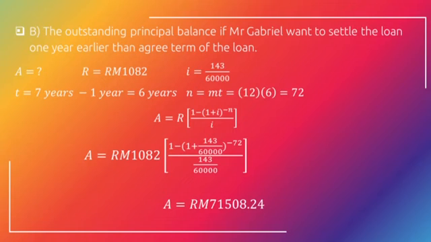The formula that we use is A equals R, bracket 1 minus bracket 1 plus I, bracket to the power of negative N, over I. As you can see, it's A equals R, 1082, bracket 1 minus bracket 1 plus the I, 143 over 60,000, bracket the N, negative 72, over 143 over 60,000. Obviously, that's the I. So the A is equal to 71,508.24. This is the amount of loan if Mr. Gabriel wanted to settle the loan 1 year earlier.